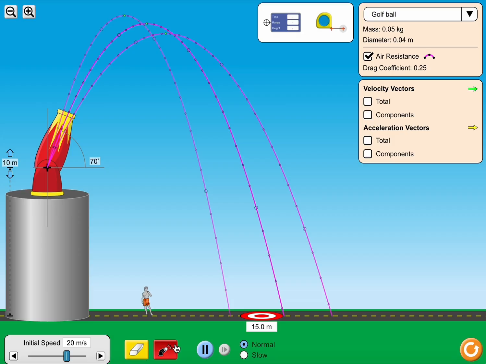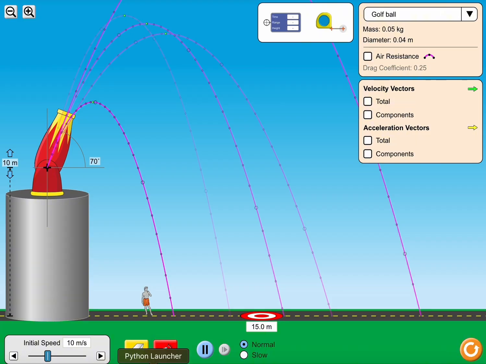elevate the initial velocity, and we see that with 20 meters per second, the ball got way further. So we're going to lower it to 10 meters per second. Let's see how it does. And it didn't even go. Well, we're going to take out air resistance and see how it performs. A little bit further we see, but not enough.